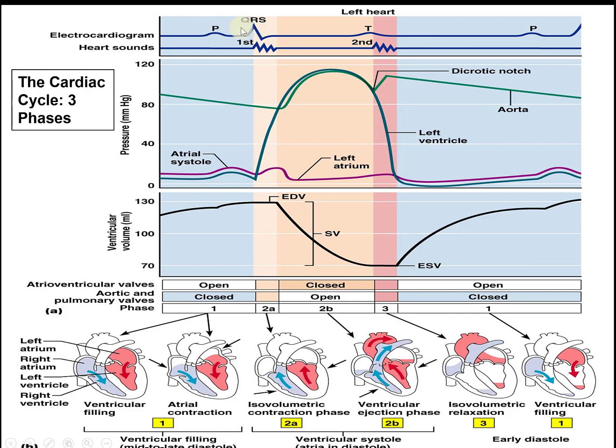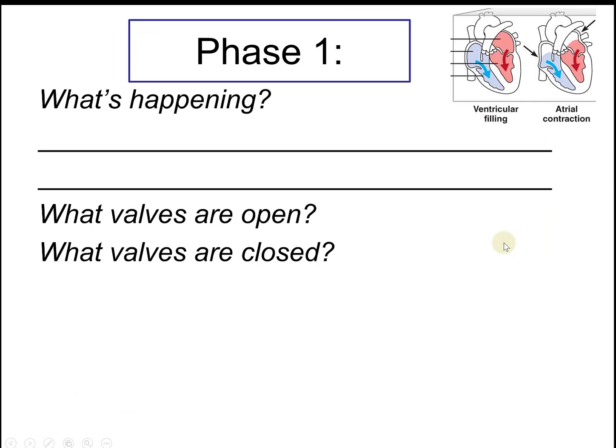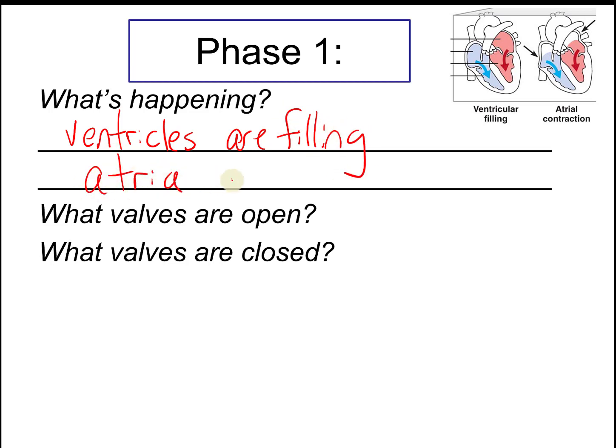What's going on with the EKG? Well, for a long time, nothing, and then you see the P wave. Now remember, right after the P wave is where the atria contract, right? So the P wave is depolarization of the atria, and right after it, they contract, and that's what's happening in phase 1. So if we go to this next slide here, let's just summarize this. What's happening in phase 1? Well, the ventricles are filling, and the atria contract.